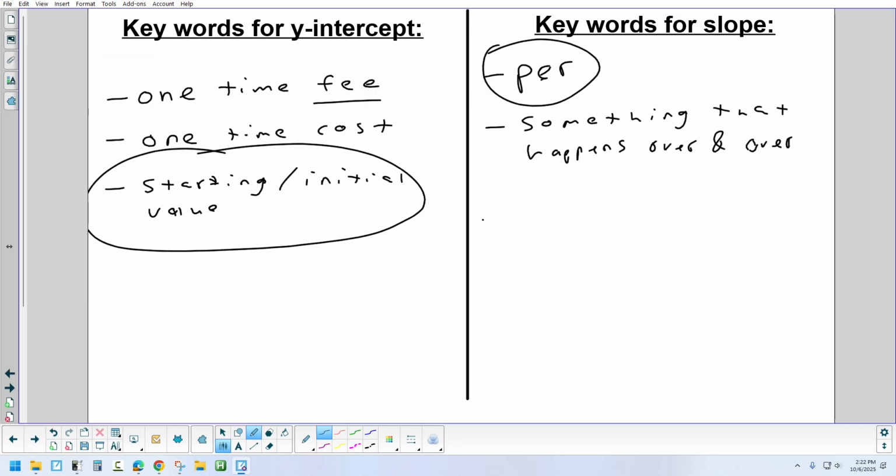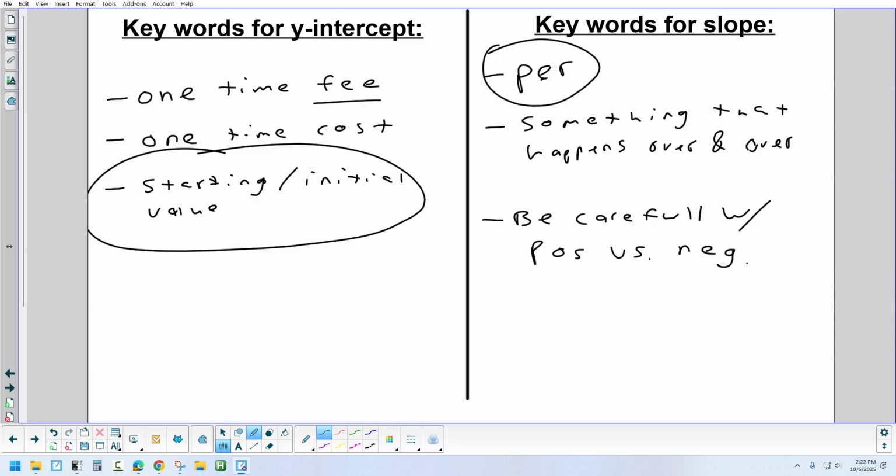So with slope, just be careful with positive versus negative. What if you had an example that said it costs you $2 per movie that you watch? $2 per movie. Do you think that would be positive or negative? It's going to cost you more and more money for each movie you watch.